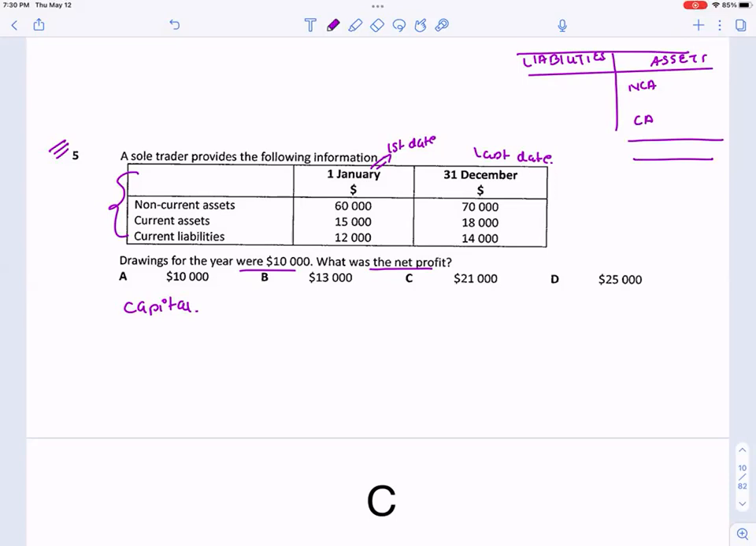Non-current assets plus current assets gives you total assets. Okay. Liabilities is made up of capital, non-current liability and current liability. There is no non-current liability over here, so I'm not wasting time. Capital and current liability give me total liability, and total assets will always be equal to total liabilities.